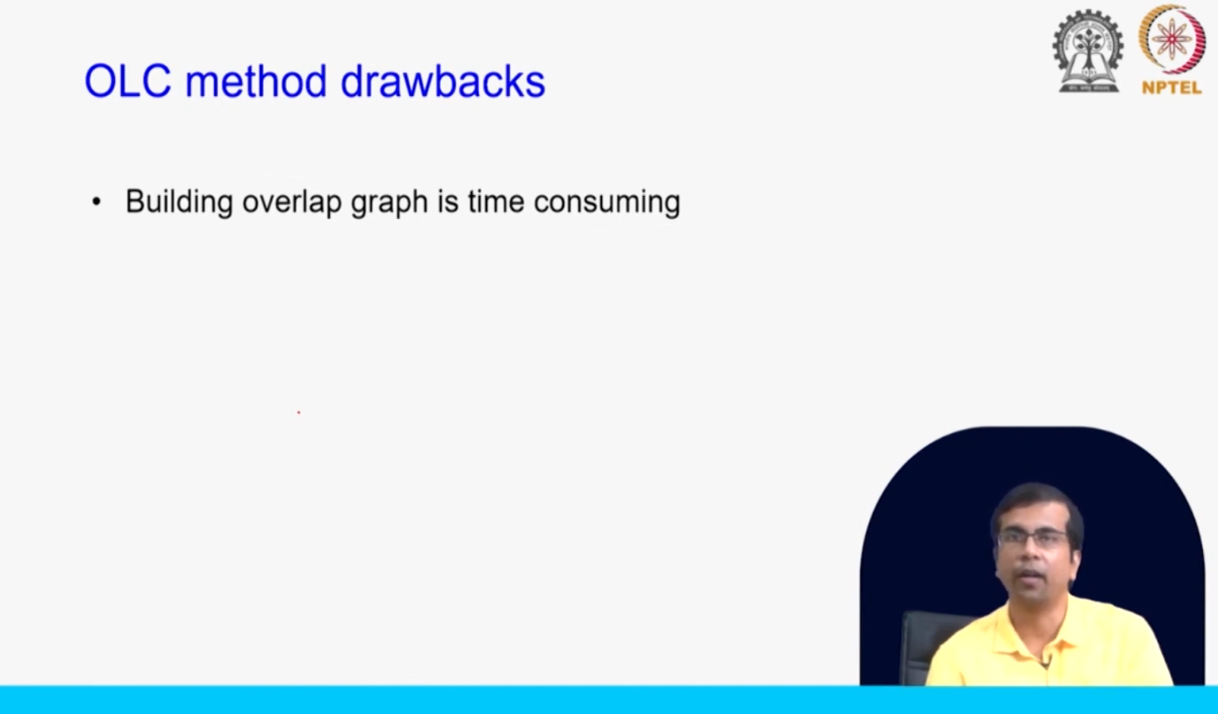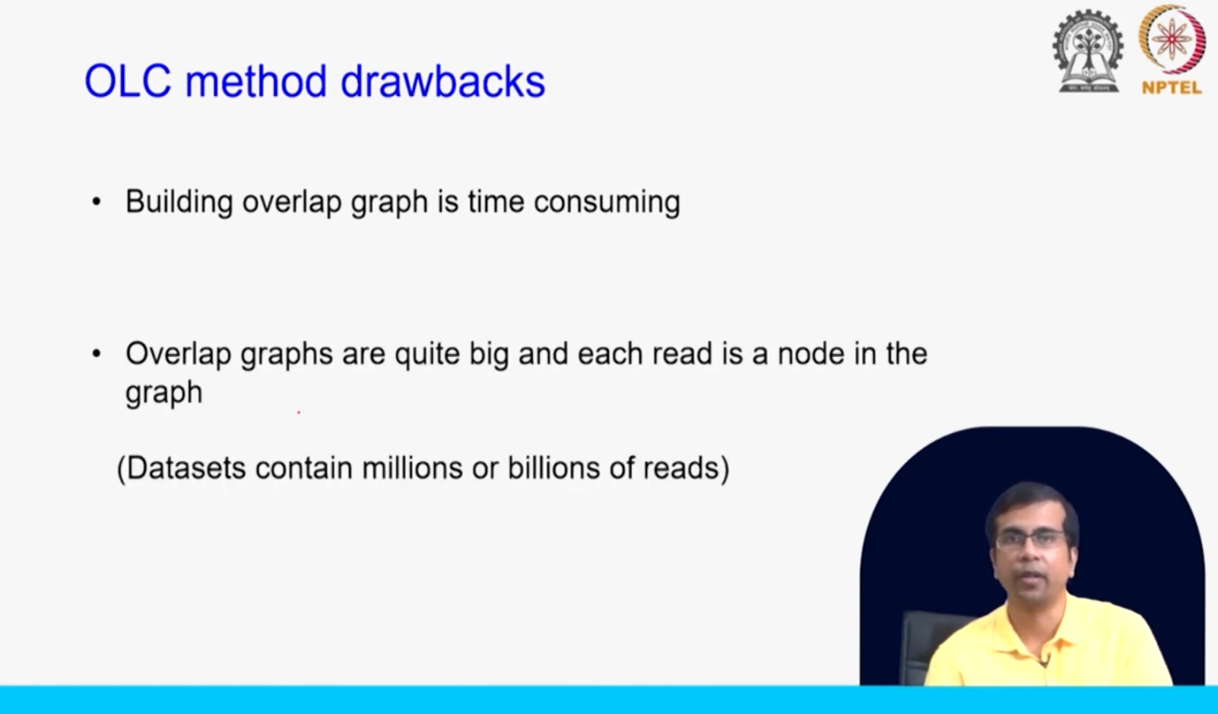The major drawbacks of this OLC method, which we have already mentioned, are that building the overlap graph is time consuming. It takes a lot of time because we are doing this pairwise comparison across a large number of reads, and these graphs are quite big. We have billions of reads in there, where each of these reads will be a node in the graph, and we have to store this structure in memory. When you are running on a computer or a server, the program will generate this structure and keep it in memory for deriving the reference sequence. So in the real world it will take a lot of memory to construct these overlap graphs.